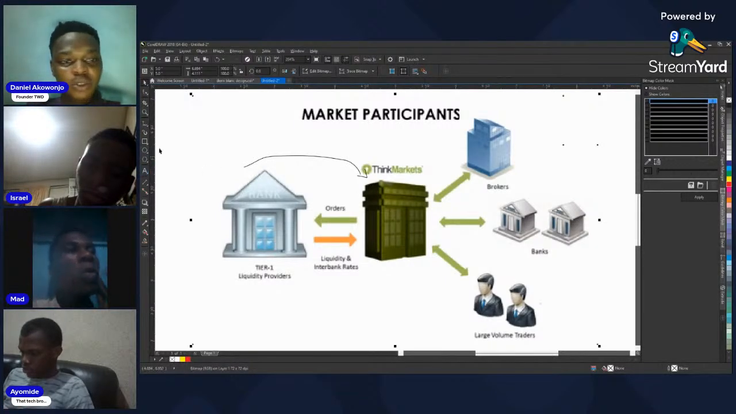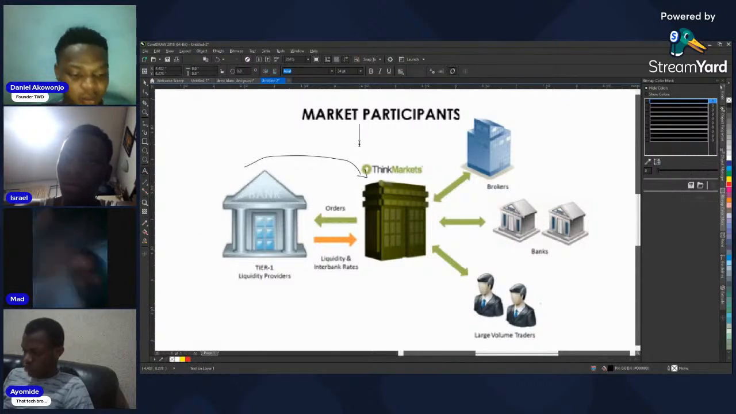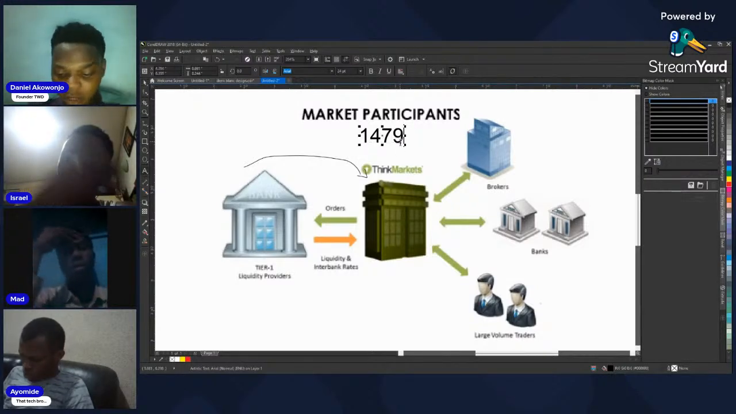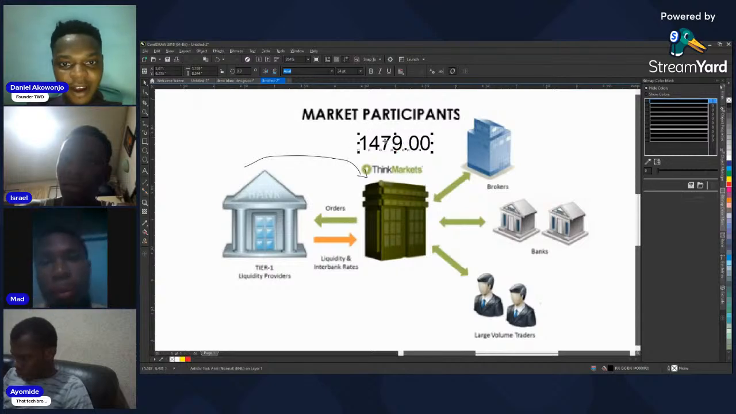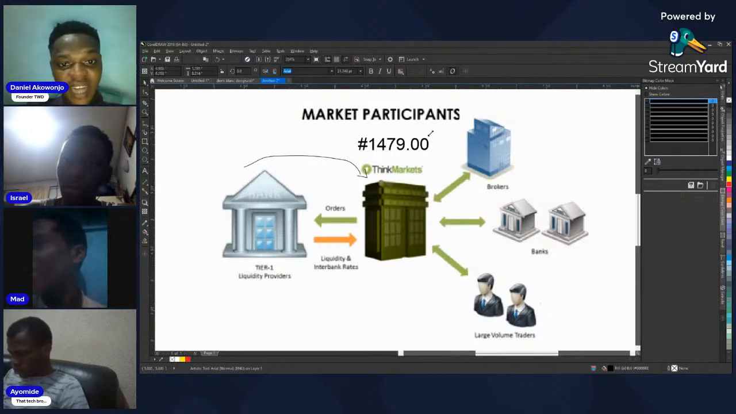So their plan is to do what? Bring price, right? Currently, price is at what? I think 1479, 1479.00. So now, price for naira is currently at this. So if you want to buy $1, you need 1,479 naira, right? To buy $1.